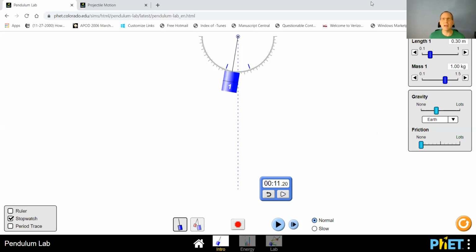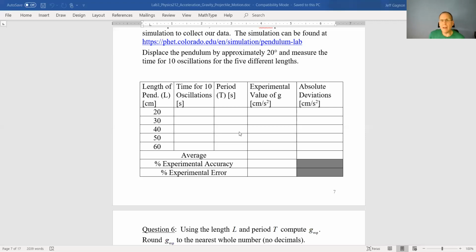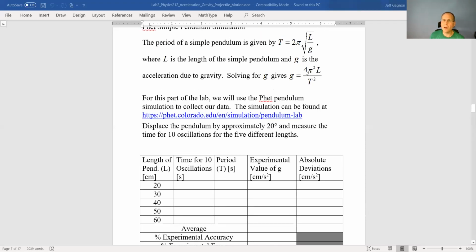All right, so let me go back to the handout. Okay, so now that you have the time for 10 oscillations, how do you compute the period? Well, remember the period is the time for one oscillation. So if you just divide these values by 10, that'll give you the period. So you have the period for each of these lengths. Okay, so now actually we can calculate g, right? By using this formula here, 4 pi squared L over T squared, we have L, we have T. We can compute g for each of those 5 conditions.